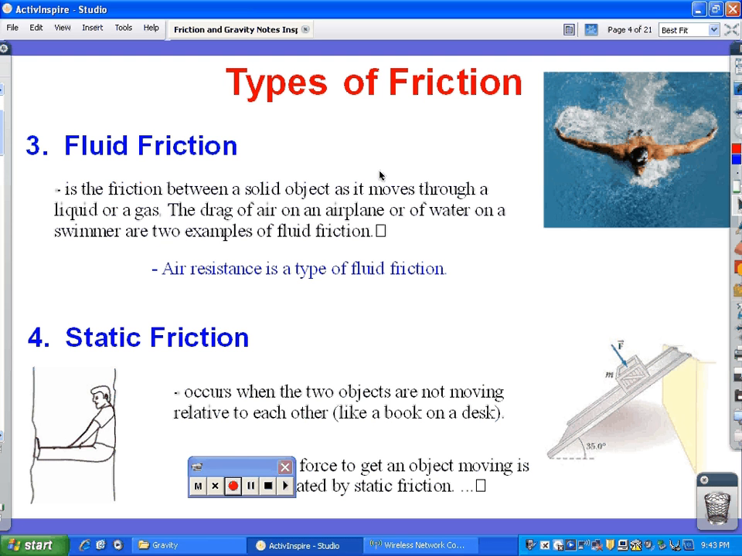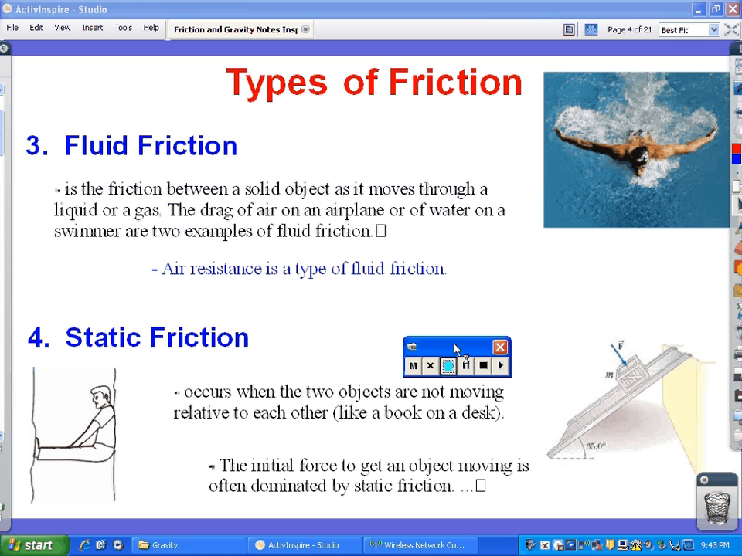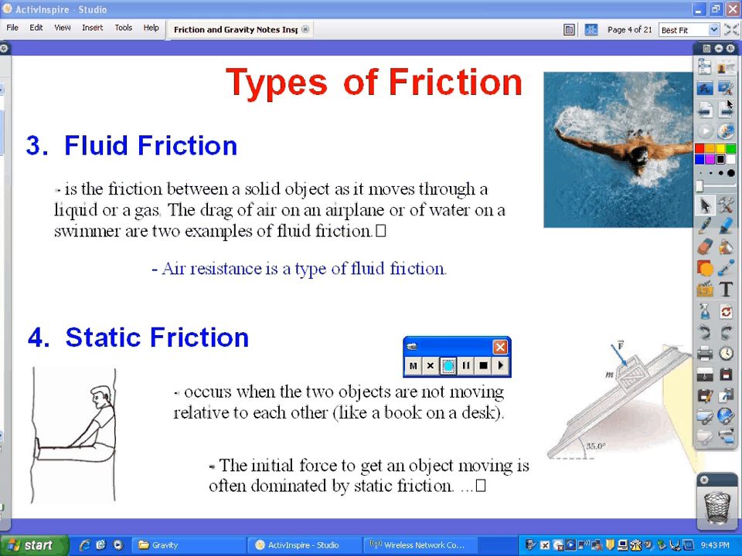Static friction occurs when two objects aren't moving relative to each other. Book on a desk is a good example. I like this diagram here because the box doesn't want to move. There's a certain point though where a force greater than the static friction will overcome that force, being gravity. Not always that force, could be another force.